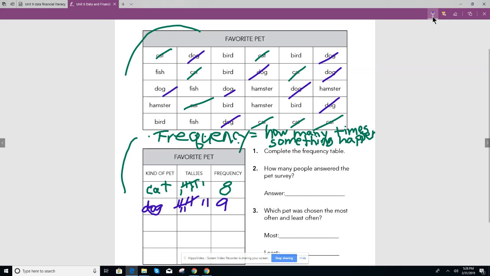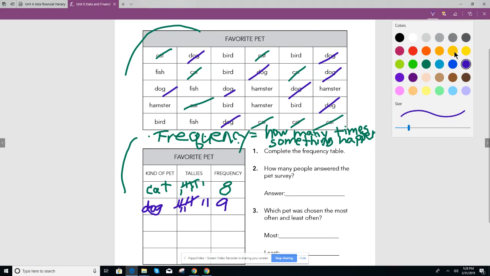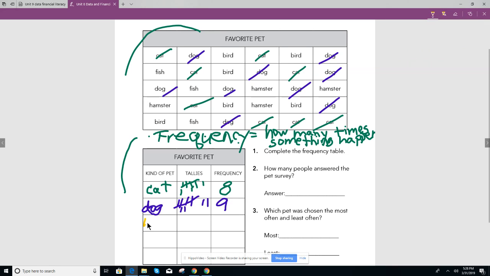And then the next is birds. Let's make birds orange. So I'm going to write bird. And there's 1, 2, 3, 4, 5, 6. That's it. So the frequency that bird showed up was 6.